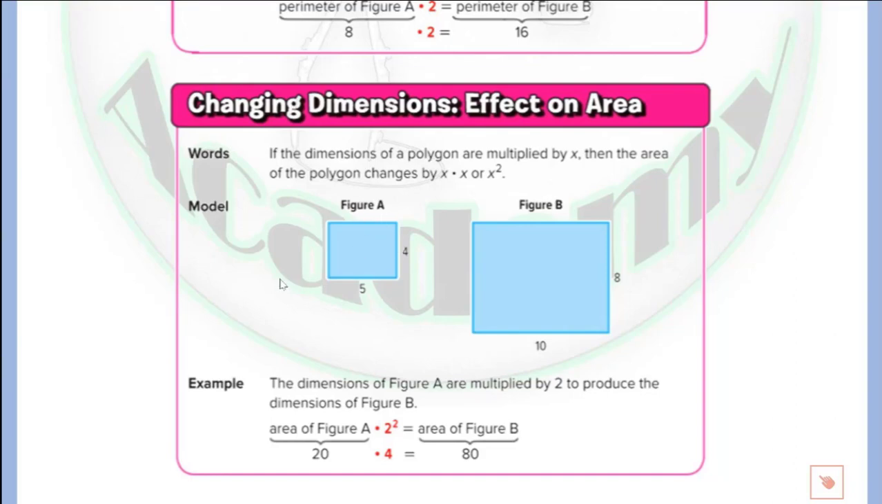Look at figure number 1. It represents a rectangle. We know that the area of the rectangle equals length multiplied by width. So 5 times 4 equals 20. Now we need to find figure number 2.